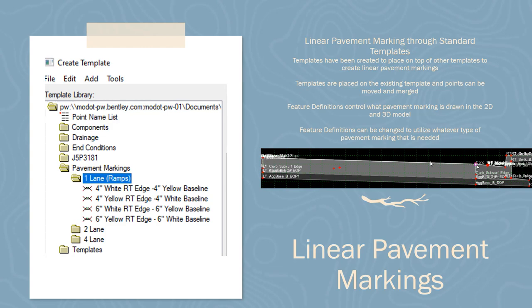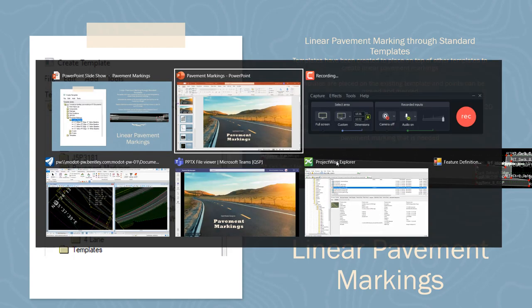Once you place those into your template, you could double click on the point that creates that pavement marking and change it to a 4-inch white baseline if you needed. And it will take place in your corridor or in your 2D model, and will show the right color and width of what you've selected. That is one way to do that, and let's take a look at doing that right now.